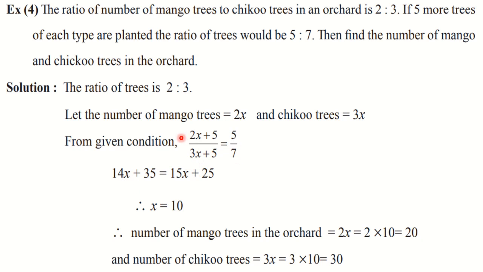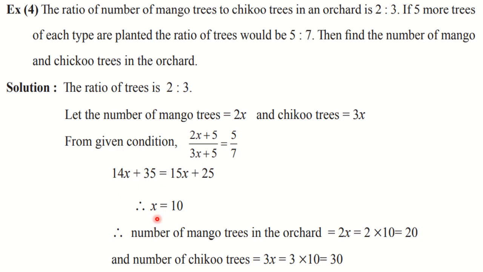So 7 into 2x is 14x. 7 into 5 is 35. Similarly, 3x into 5 is 15x. And 5 into 5 is 25. Now, shift this 14x to this side and 25 to that side. So what you will get? x is equal to 10. Here the value of x we got as 10.